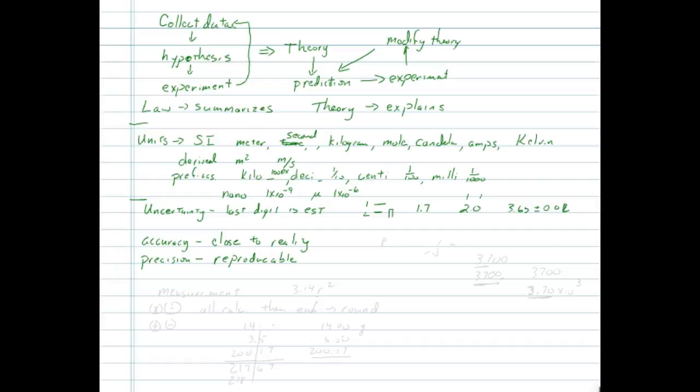Significant figures, sometimes called significant digits. You use the Atlantic-Pacific rule. Here's the Atlantic Ocean. Here's the Pacific Ocean. If the decimal point is absent, then you start from the right-hand side. If the decimal point is present, then you start on the left-hand side.